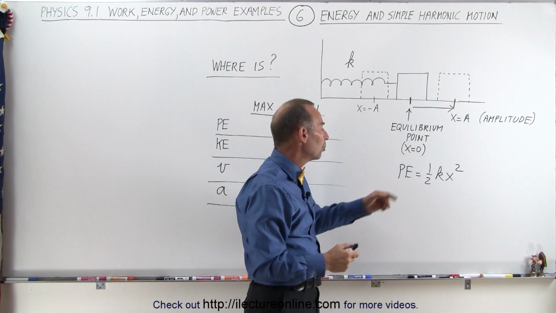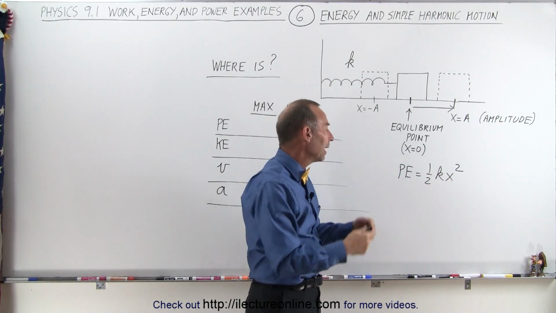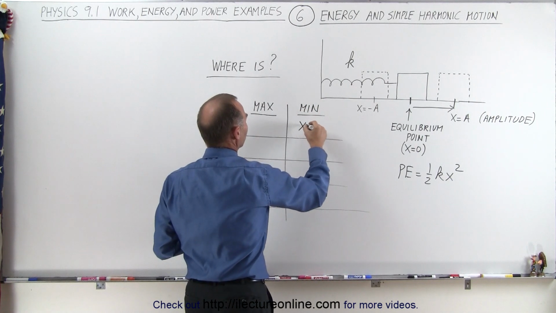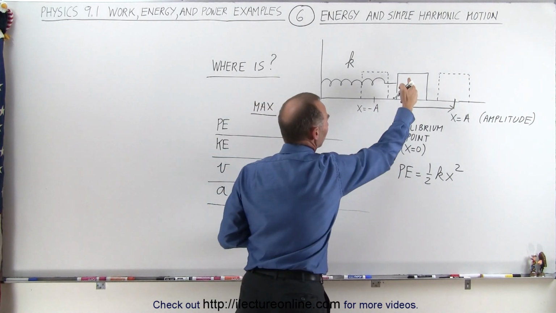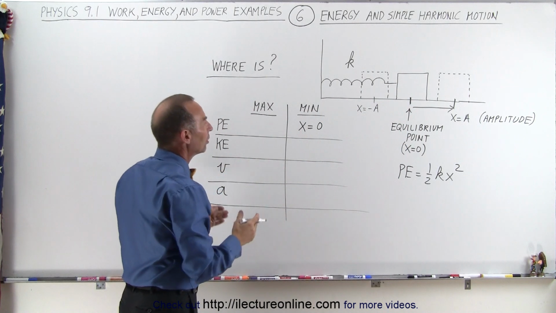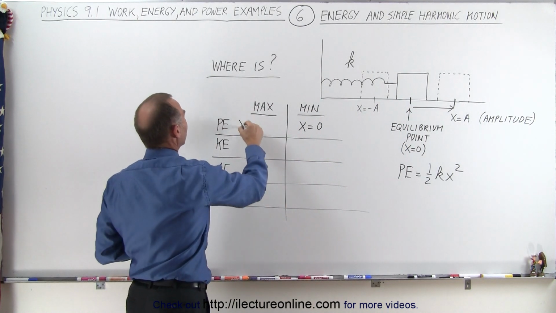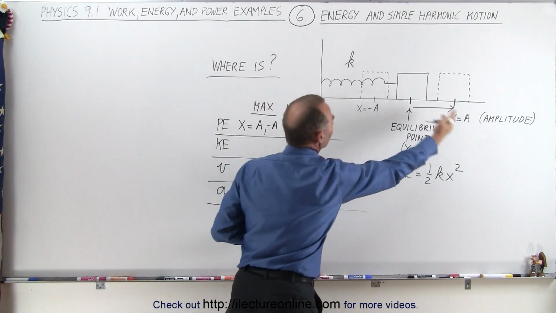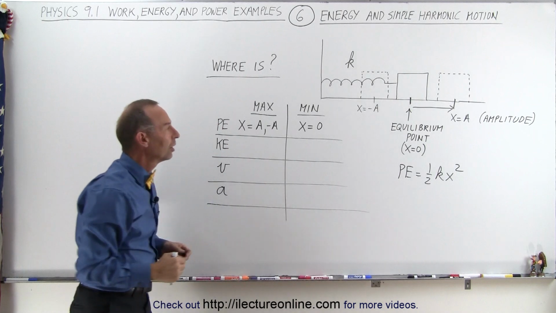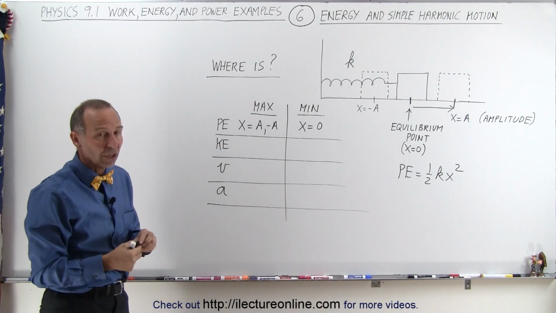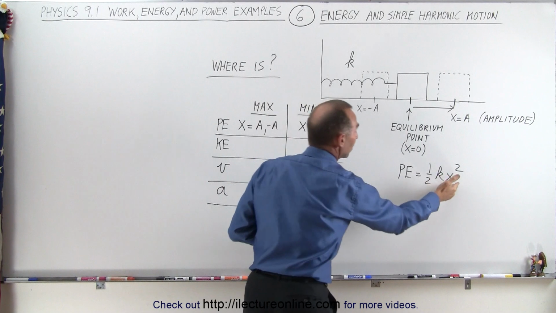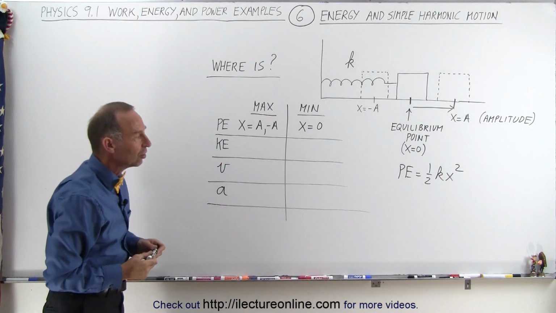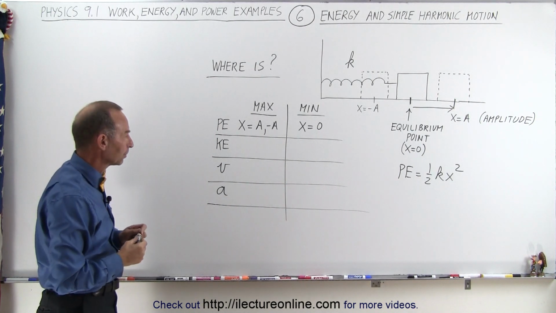We know that the potential energy will be maximum when x is a maximum and minimum when x is equal to 0. So at the equilibrium point, where x equals 0, the potential energy is a minimum, and the potential energy is a maximum when x is equal to either a or negative a, the farthest extent away from the equilibrium point. Notice, since x is squared, it doesn't matter if x is a or negative a, you get the same value for the potential energy, just the force will be in a different direction.